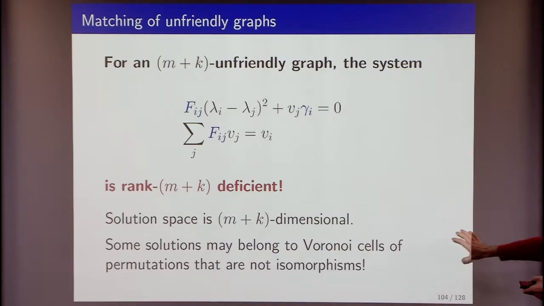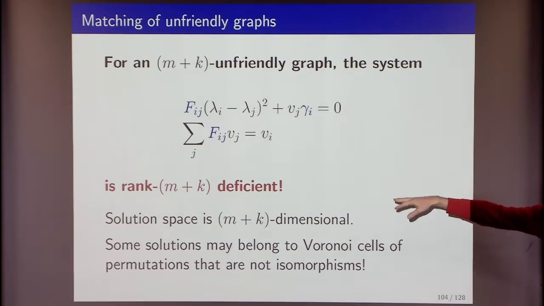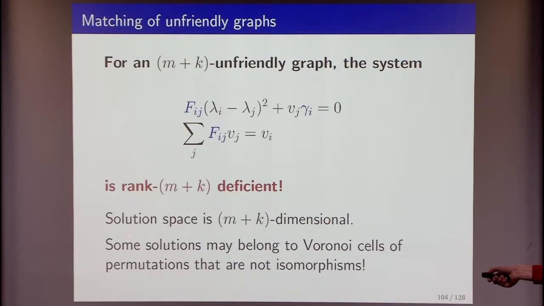I can here either proceed by showing that for a sufficiently large m plus k, this will necessarily happen, that there will necessarily be some solutions that belong to wrong Voronoi cells. But this, of course, doesn't have a lot of practical value, because eventually I want to solve this problem. So instead, I will try to show how to make this system full rank again. Here I will show an almost trivial way to do it, but it leads to thoughts of maybe some other, more intelligent ways of removing this deficiency.